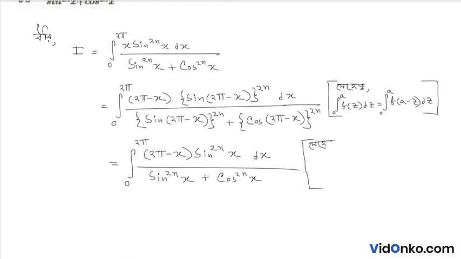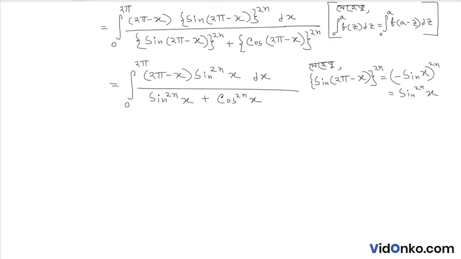যেহেতু sin 2 pi minus x whole to the power 2n equal to minus sin x whole to the power 2n equal to sin to the power 2n x। আর আমরা কী বলতে পারি? cos 2 pi minus x whole to the power 2n equal to cos x whole to the power 2n equal to cos to the power 2n x। তাহলে আমরা এখানে কী লিখতে পারি?